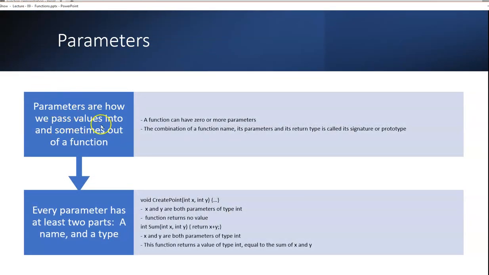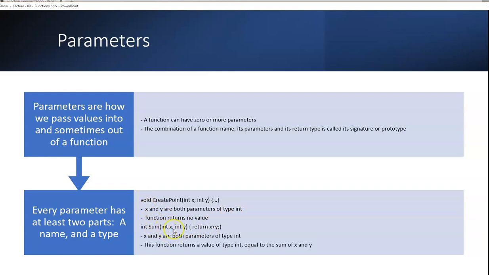So, parameters are how we pass values into and sometimes out of a function. A function can have 0 or more parameters. The combination of a function name, its parameters, and its return type is called its signature or prototype. Every parameter has at least 2 parts, a name and a type. So, void create point, our name is x and our type is int. X and y are both parameters of type int. The function returns no value.